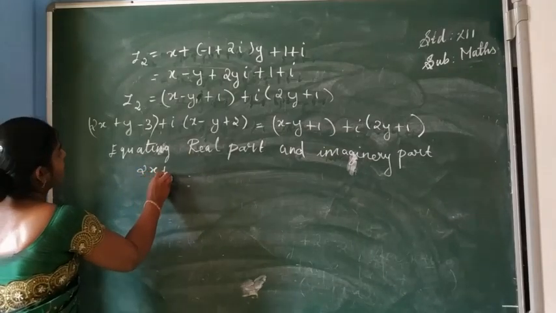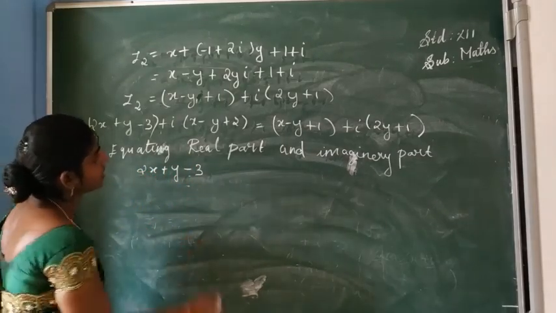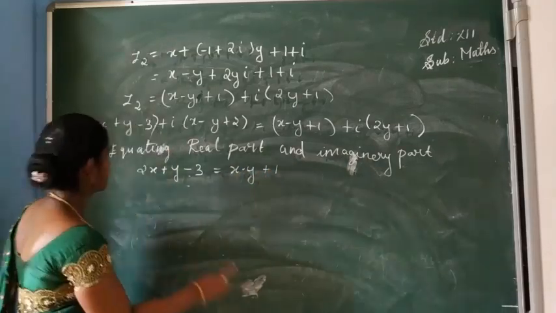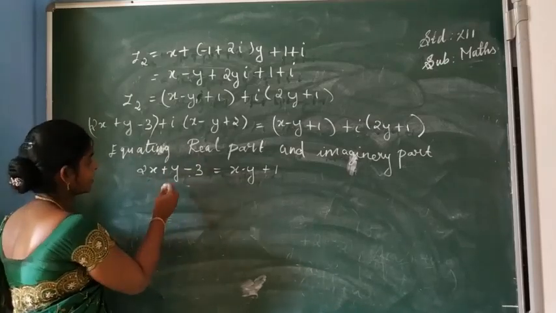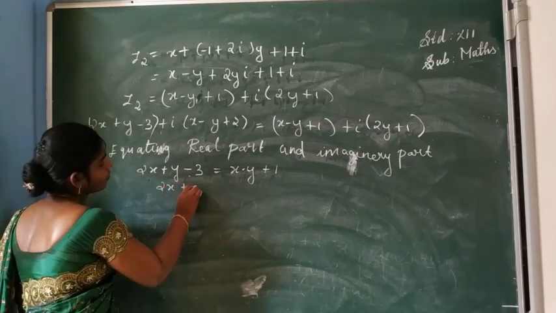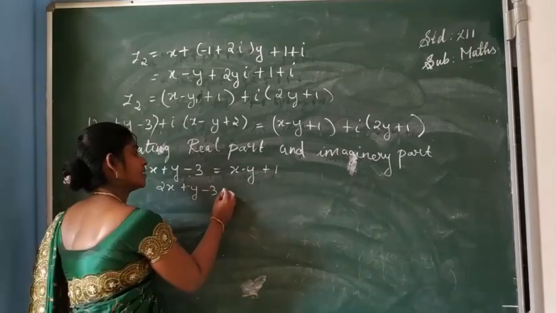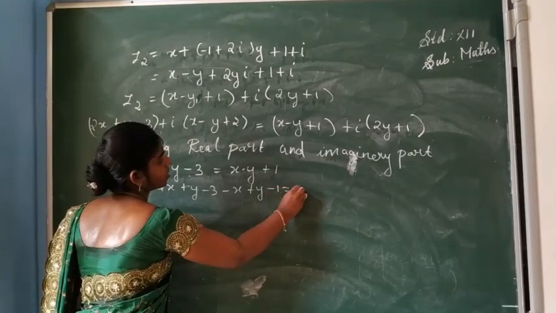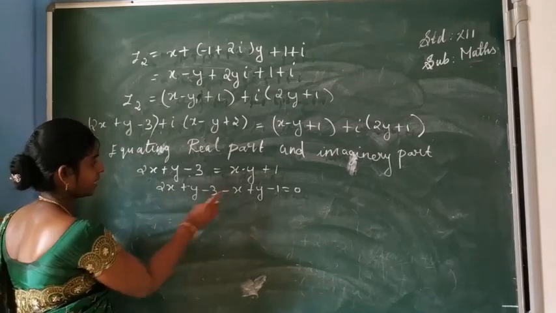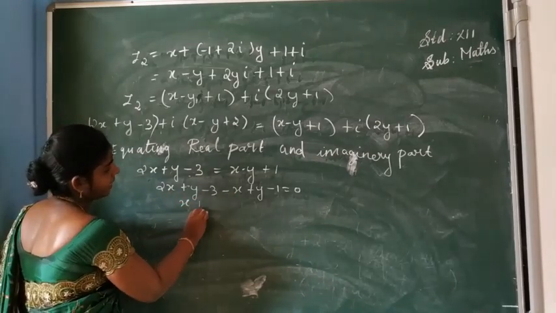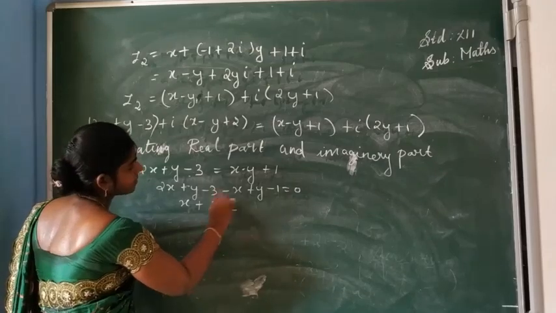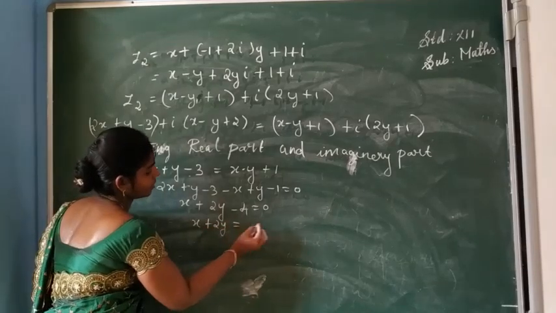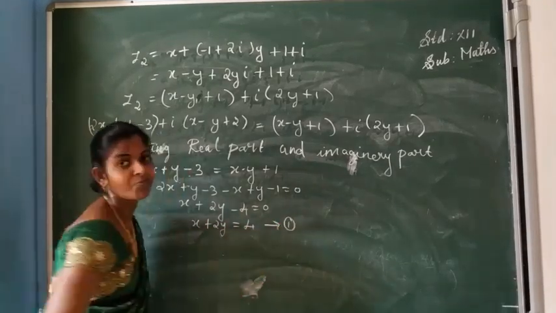So 2x plus y minus 3 is equal to x minus y plus 1. So 2x we can take in one side, 2x plus y minus 3 minus x plus y minus 1 is equal to 0. So 2x minus x value is x plus 2y minus 4 equal to 0. So x plus 2y equal to 4. Take this as equation 1.